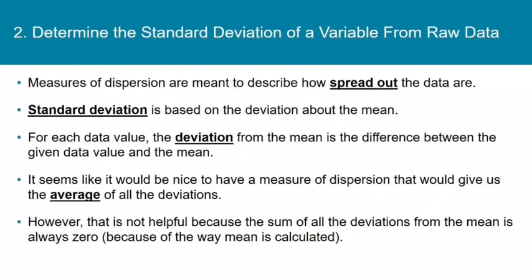But it turns out that that's not so helpful after all, because the sum of all the deviations from the mean is always going to be 0 because of the way the mean is calculated. You see, some of the deviations will be positive and some of the deviations will be negative, so they're always going to add up to 0.